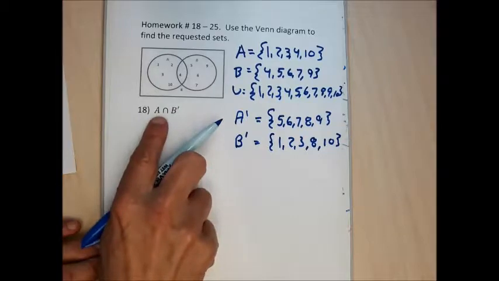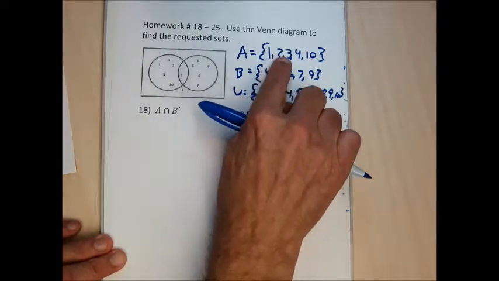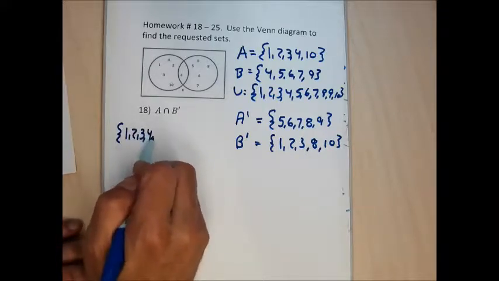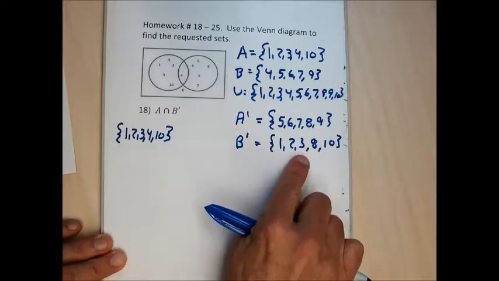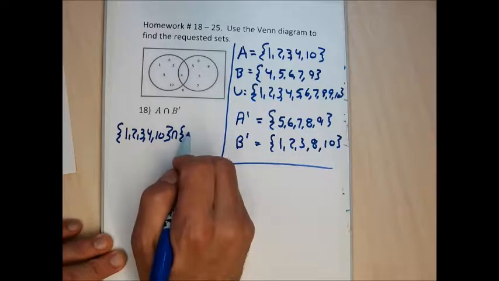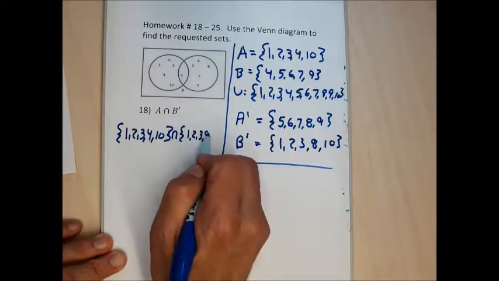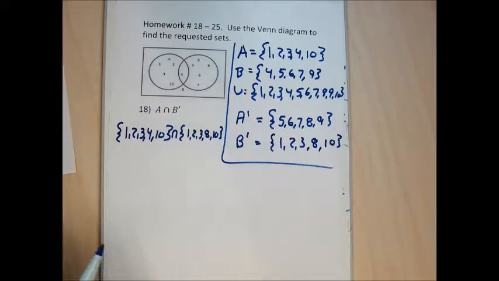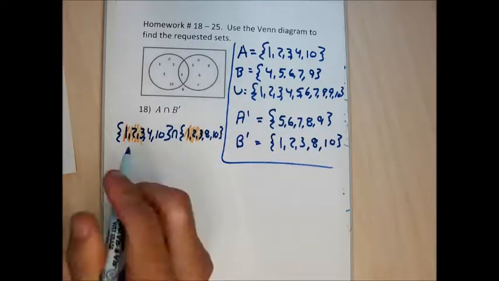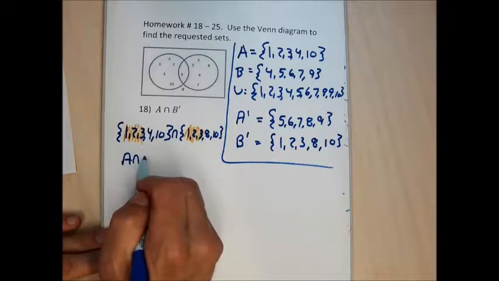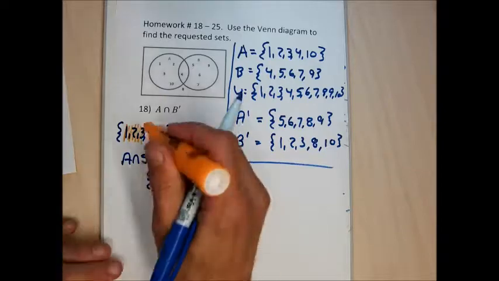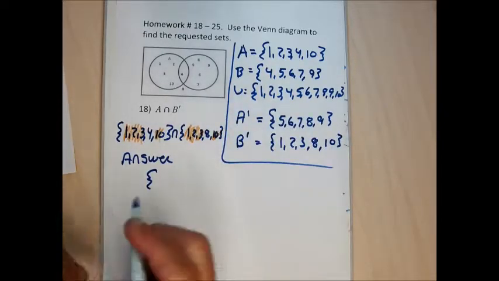For problem 18, I'm doing A intersection B complement. So in place of the A, I'm going to write down the set containing the numbers 1, 2, 3, 4, and 10. And in place of the B complement, after the intersection symbol, I'm going to write the set containing 1, 2, 3, 8, and 10. And intersection is what the sets have in common. These two sets have 1, 2, and 3 in common. My answer for number 18, A intersection B complement, for these sets is the set containing 1, 2, oh, I missed the 10 here. 1, 2, 3, and 10 they have in common.